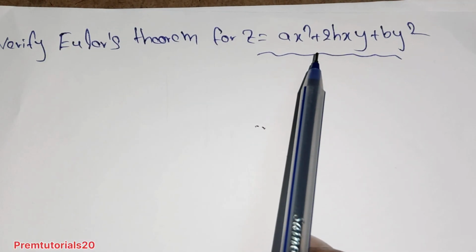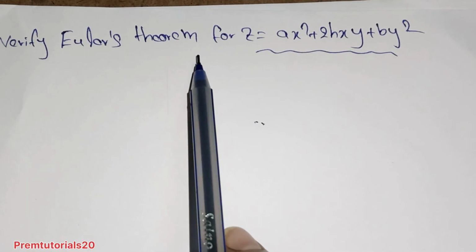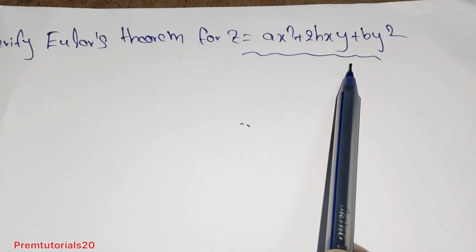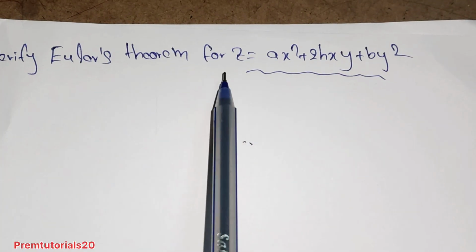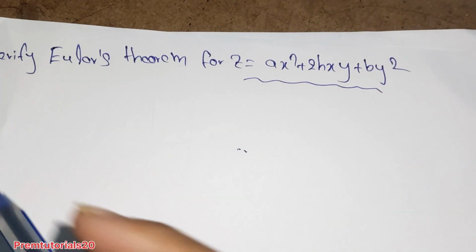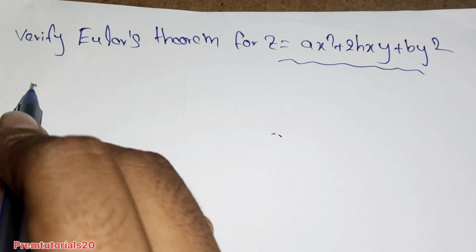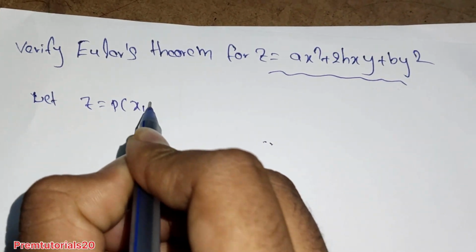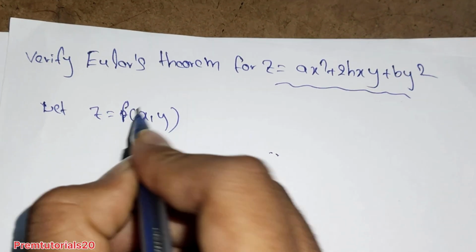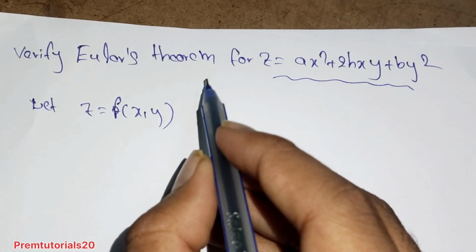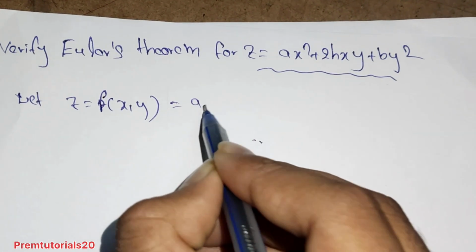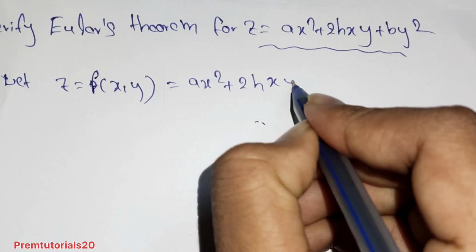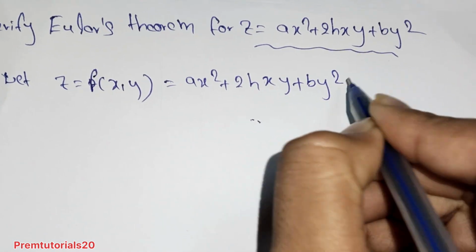Now this is the problem. What is the problem? Verify Euler's theorem for z = ax² + 2hxy + by². Here z is a function, let it be written as z = f(x, y). The function f(x, y) = ax² + 2hxy + by².